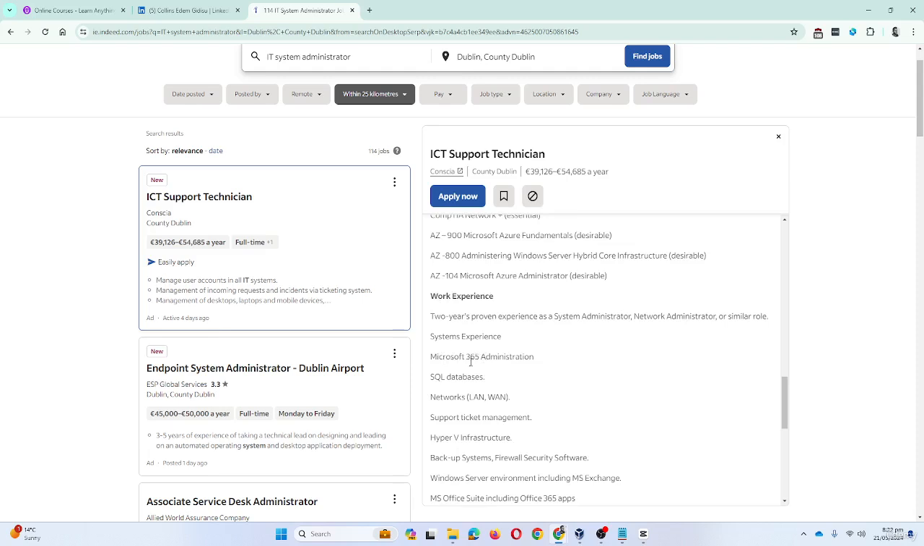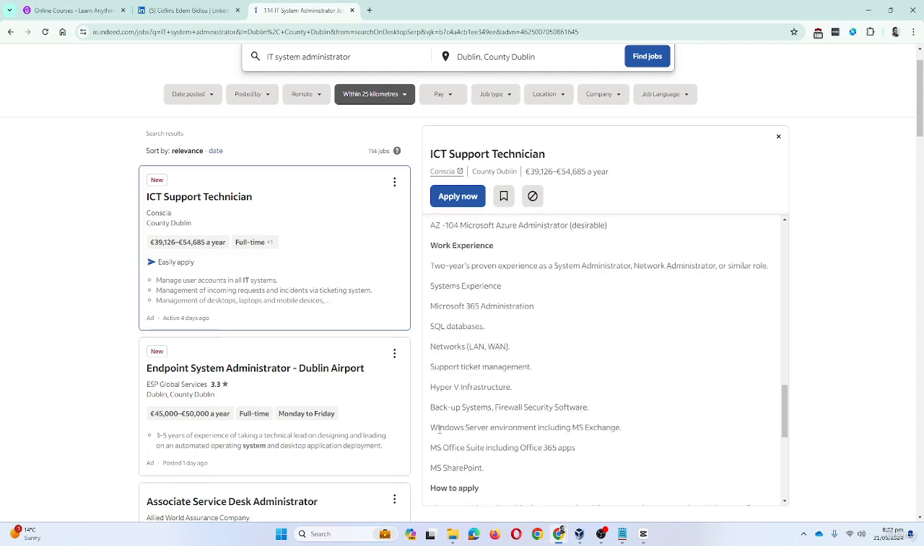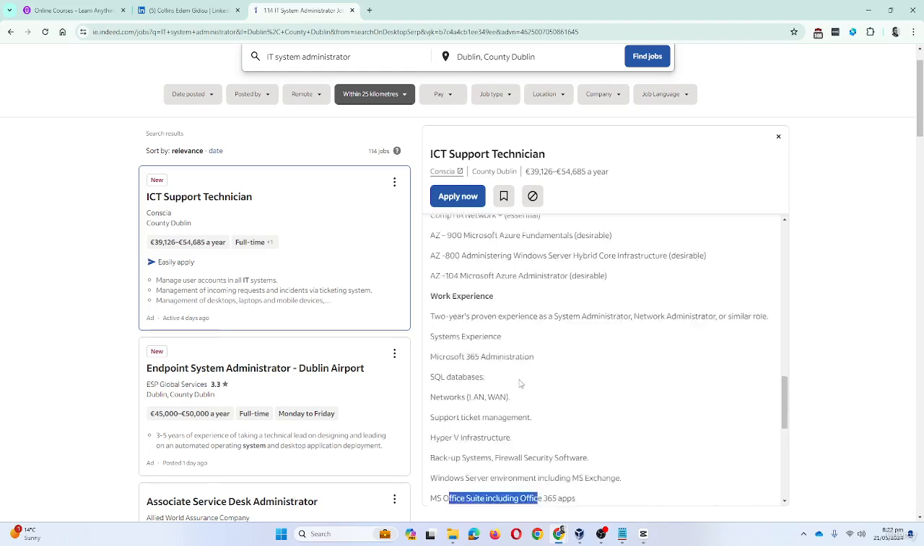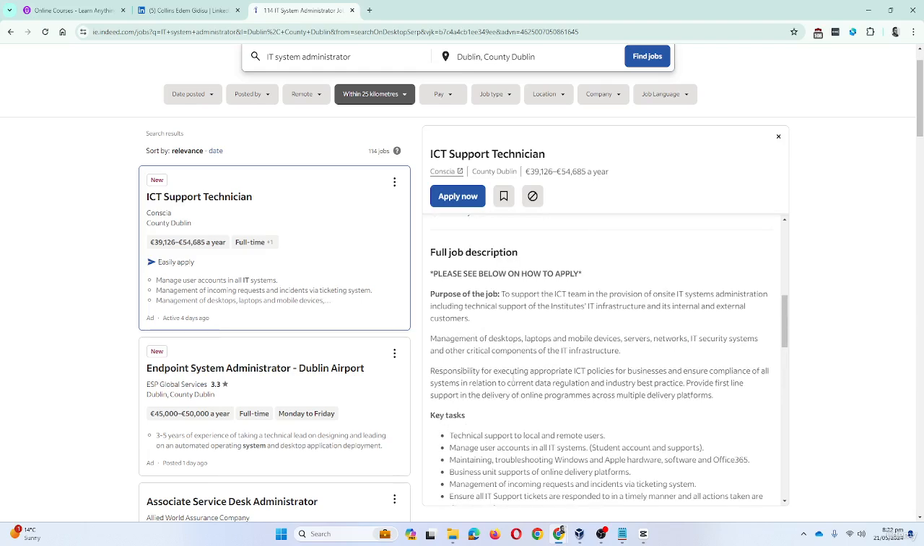You need to have some familiarity with Office, Microsoft 365 administration, Hyper-V, Windows Server environment, including MS Exchange, and the whole Office 365 package. Now, some of these things are involved in the course, and some are not. So if you know you don't have some of these skills and you're looking towards making sure you know how to demonstrate them, that is when some of these job training courses come into play.